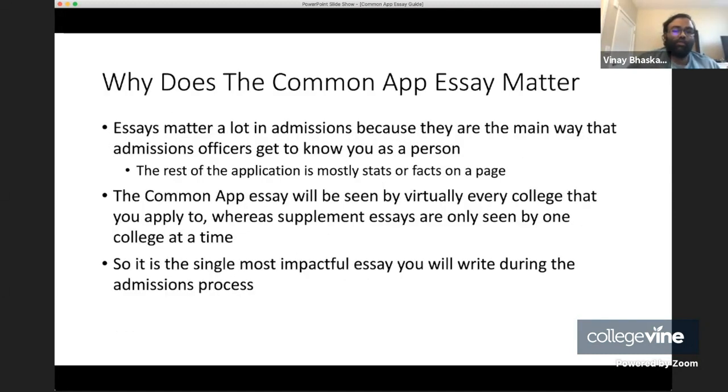Okay. Now, before we dive into how to actually write the Common App essay, a good starting point for us is going to be talking about why the Common App essay matters in the first place. Why is this essay so important? Well, first of all, essays themselves matter a lot in the admissions process because they're the main way that an admissions officer gets to know you as a person, right? The rest of your application is mostly stats or facts or accomplishments that are listed on a page. And that gives them a sense of your impressiveness or your accomplishments or your qualifications. But it doesn't really tell them a lot about who you are as a person.